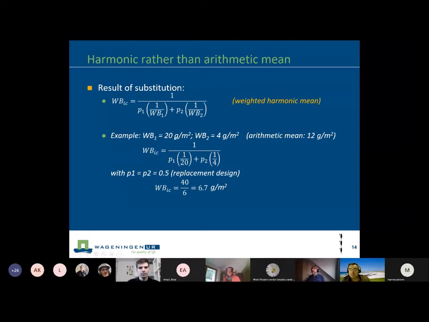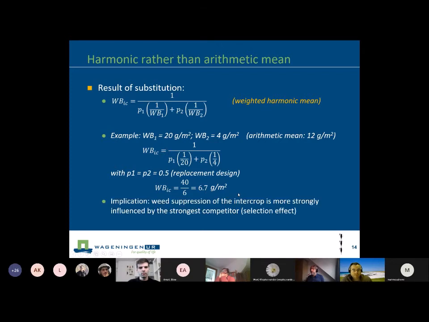And just to give you an example, if the weed biomass in crop 1 is 20 grams per meter square, the weed biomass in crop 2 is 4 grams per meter square, then the arithmetic mean would be 12 grams per meter square. But based on the calculation using the harmonic mean and assuming a replacement design where both P1 and P2 are equal to 0.5, we can calculate that the expected weed biomass in intercrop is equal to 6.7 grams per meter square.